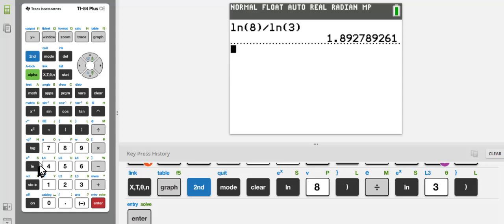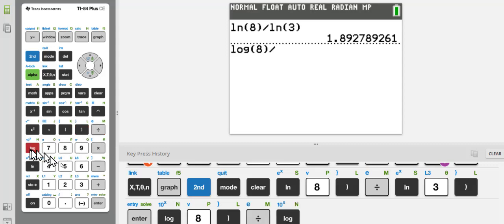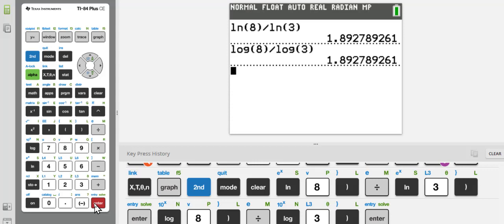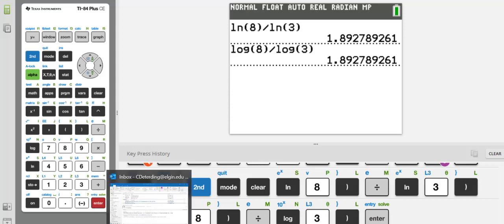Let's try, instead of using the natural log, what if we use the common log? Log of 8 divided by log of 3. Same answer, right? It doesn't matter which base you use. You could use base 1 million. Log base 1 million of 8 over log base 1 million of 3 will equal this same number.